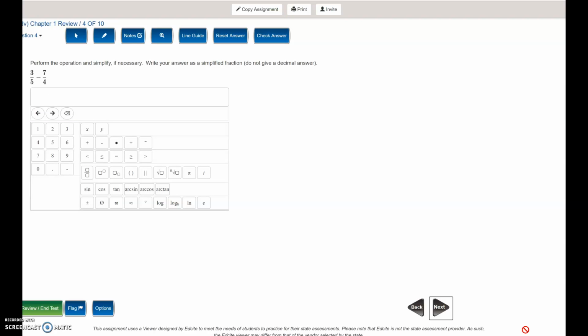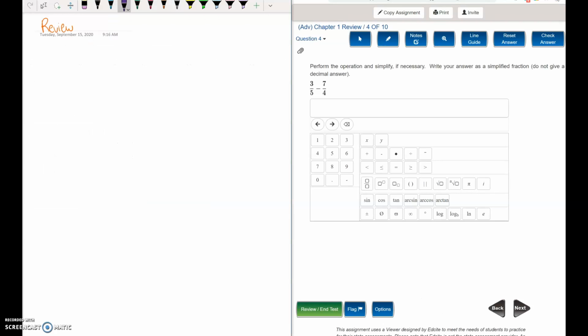Okay, 3/5 minus 7/4. I would change these to 20ths. So if we have 3/5 minus 7/4, I'm going to change that into 20ths. So 5 times 4 is 20, 3 times 4 is 12. 4 times 5 is 20, 7 times 5 is 35, and we are subtracting 12 minus 35. 12 minus 35 is -23.